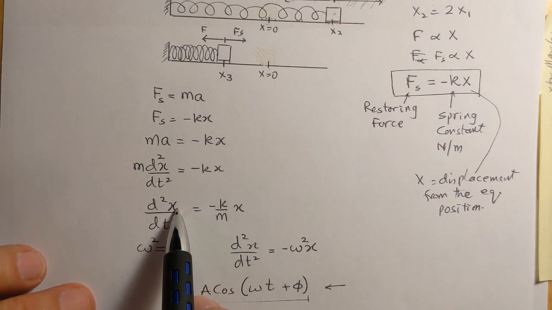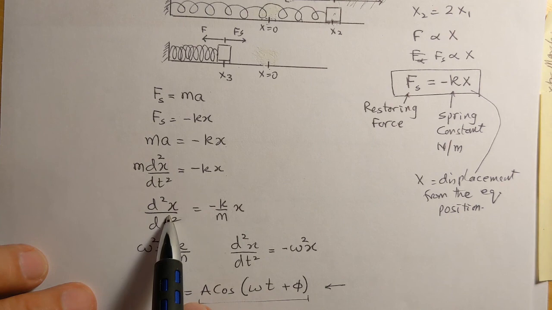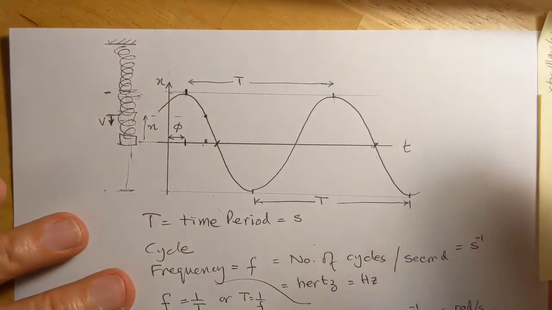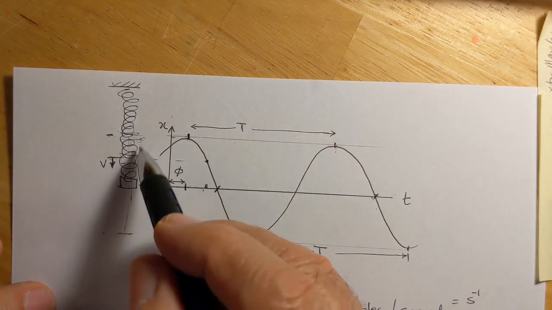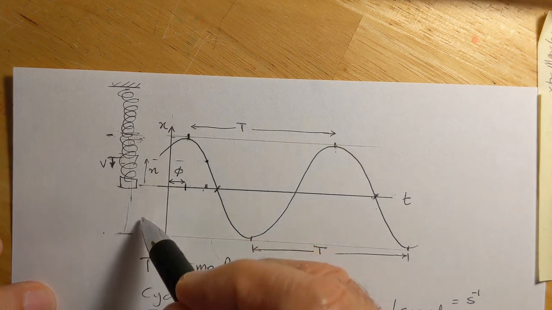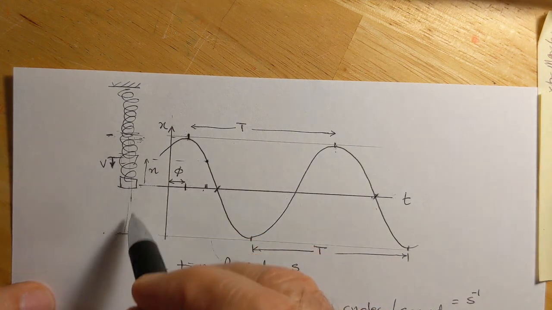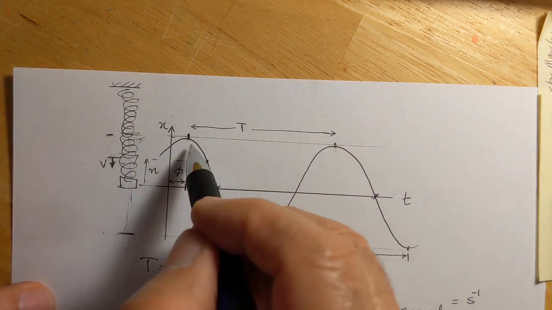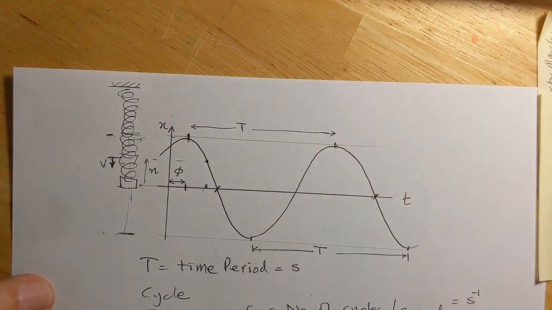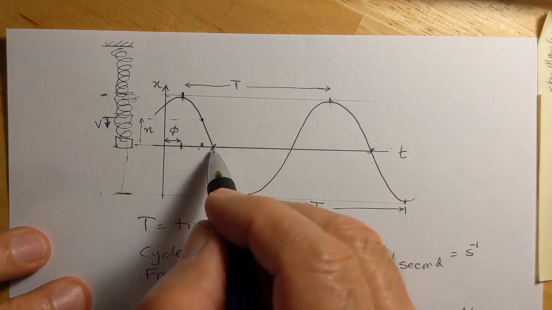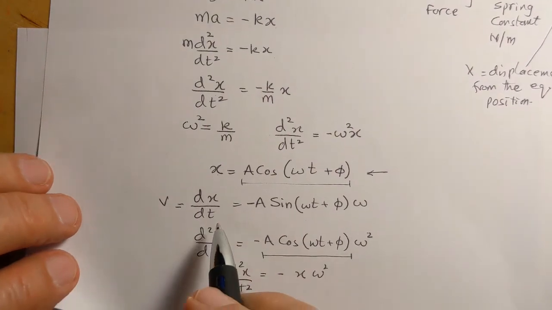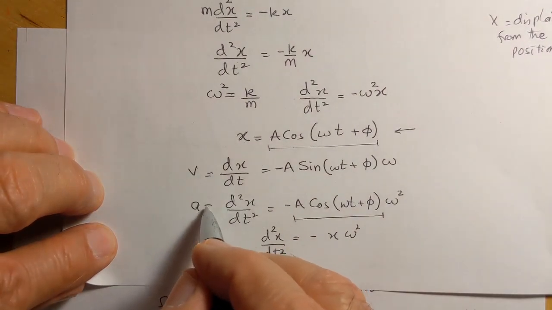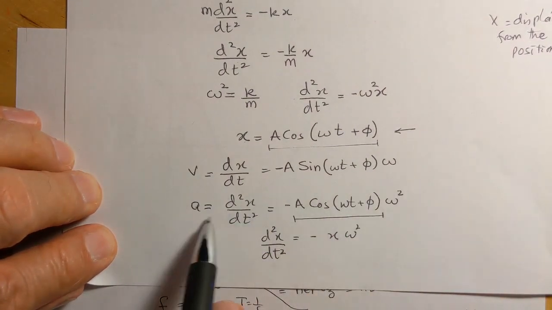When x is 0, the acceleration is 0. When x is maximum, acceleration is maximum. So when x is positive, the acceleration is negative, which is downwards. When x is negative, the acceleration is upwards or positive. And the acceleration is maximum here and here, and the acceleration is 0 at these points. So this equation, the second derivative, gives us the acceleration. That's the velocity, and that's the acceleration.